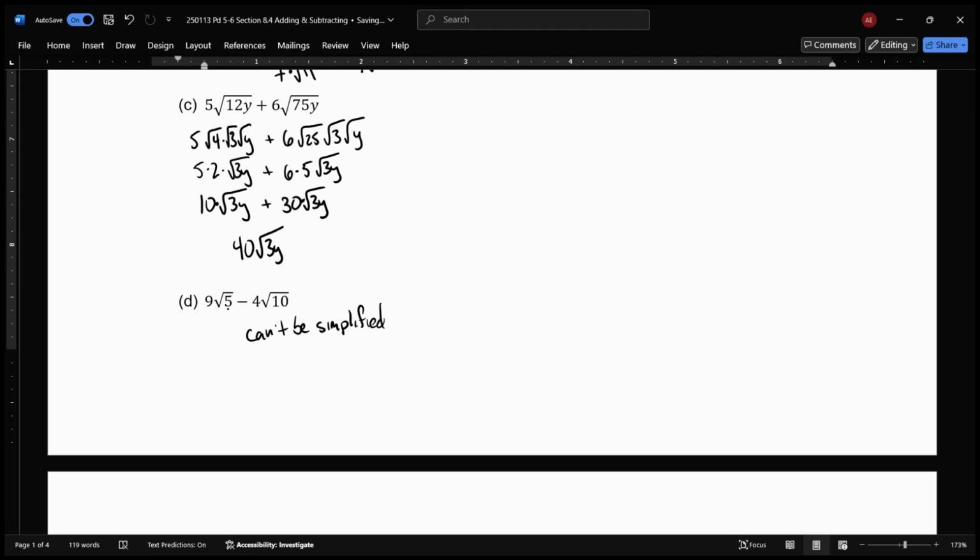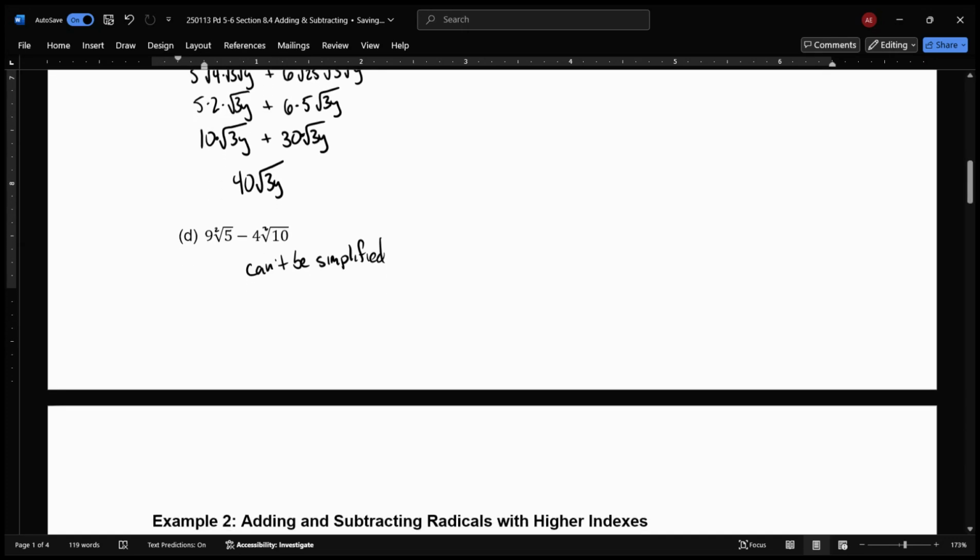Alright, square root of 5 isn't going to break down at all. Square root of 10, sure, maybe that's a square root of 2 times the square root of 5. Does not simplify. So that's it. You don't have the repetition of sound, right? 9 times the square root of 5 minus 4 times the square root of 10. And you can also say, well, the radicands are different. So index numbers, sure, are the same, but the radicands are different. Not like terms. Can't combine.